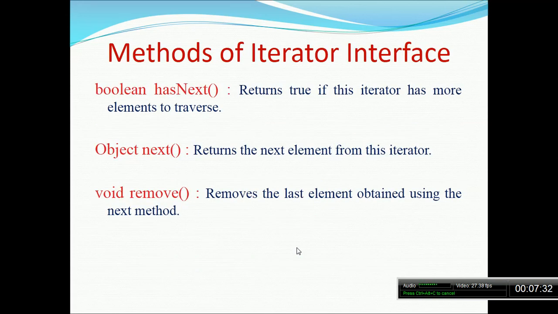What are the methods of the Iterator interface? hasNext returns true if the iterator has more elements to traverse. next returns the next element from the iterator; it returns an object here. hasNext returns true or false depending on whether you have more elements in that particular collection to traverse. remove removes the last element obtained using the next method.